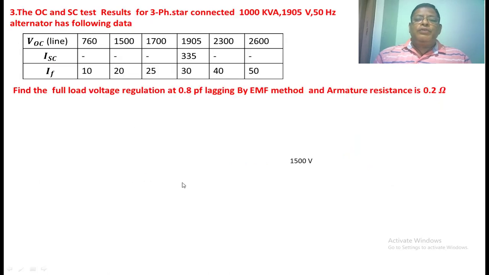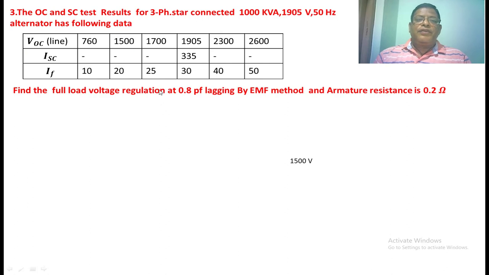Now we are going to see one numerical on the MMF method. The OC and SC test data of a 3-phase star connected 1000 kVA, 1905 volts, 50 Hz alternator has the following data. This is the OC test data, this is the SC test data, this is the field current.